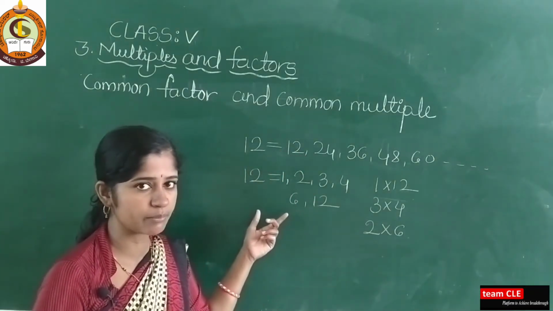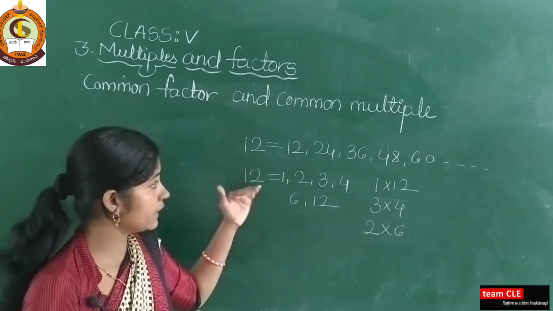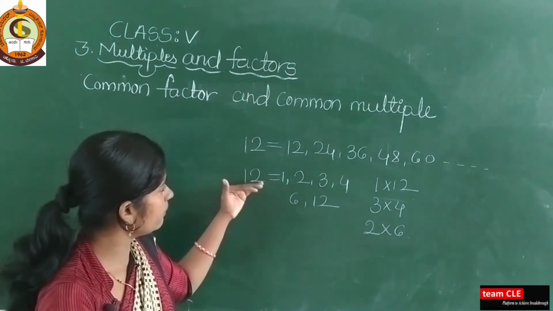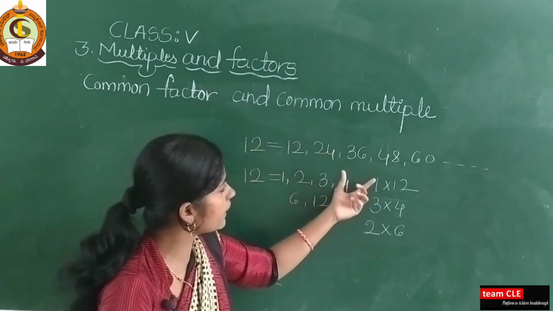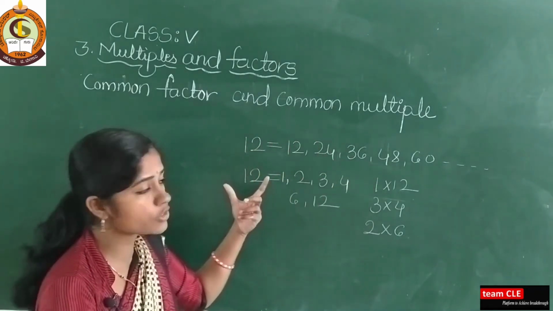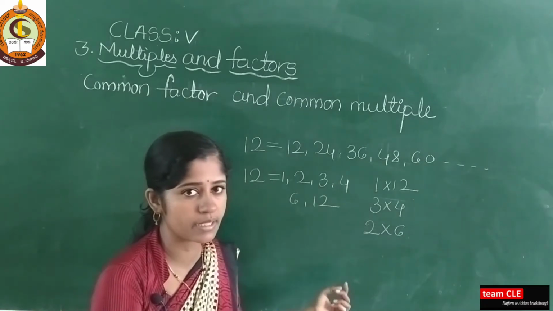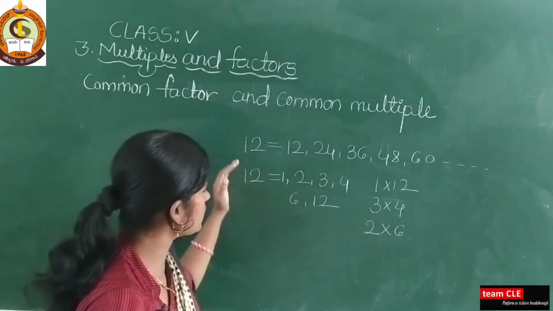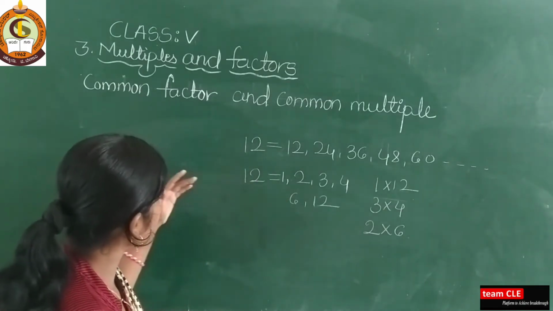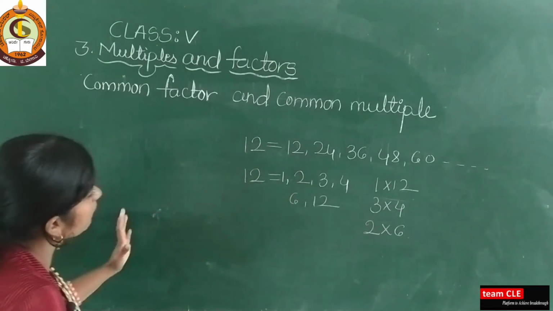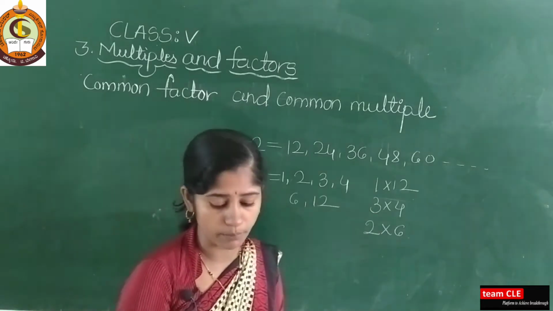I hope you are getting my point. So just clear the confusion between factor and multiple. Multiple means you need to write tables, and factor means you need to check whether the given number is there in which table. Okay, so this is the difference between factor and multiple. So here we need to learn about common factor and common multiple.